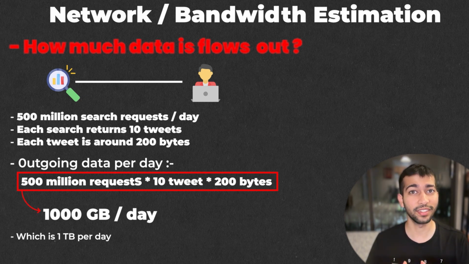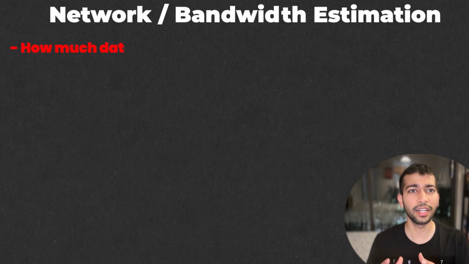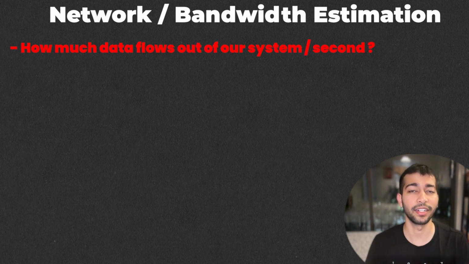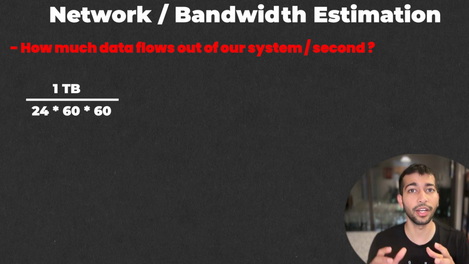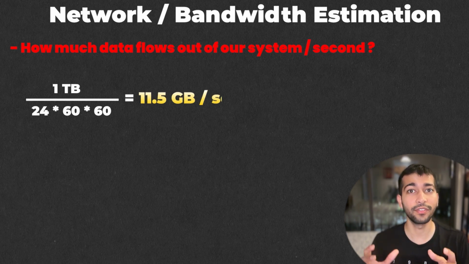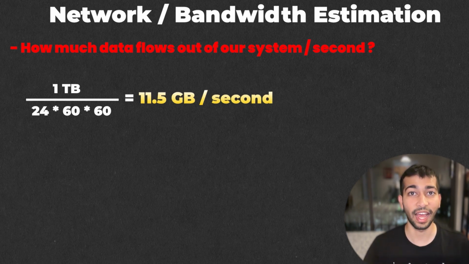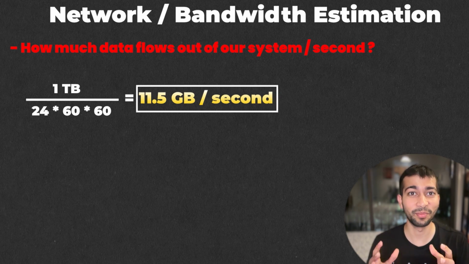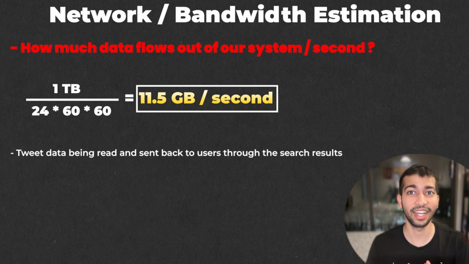Well, if you imagine, that's a massive amount of data flying out to the users. Now let's figure out how much data flows out of our system per second. Similar to our calculation for ingress, we'll simply divide 1 TB by 24 into 60 into 60, which is equal to 11.5 GB per second. That's 11.5 GB per second of tweet data being read and sent back to users through the search results. Isn't that a huge amount per second?